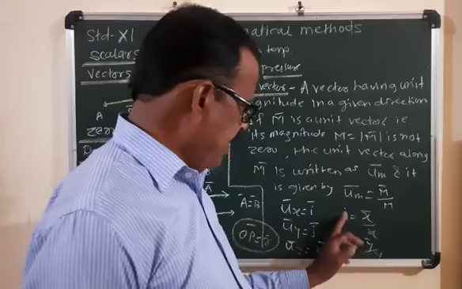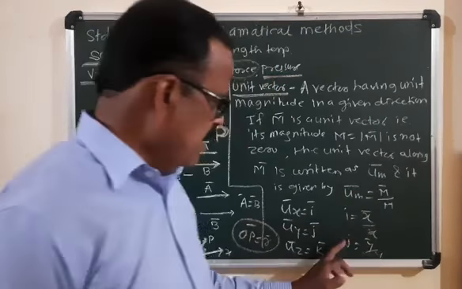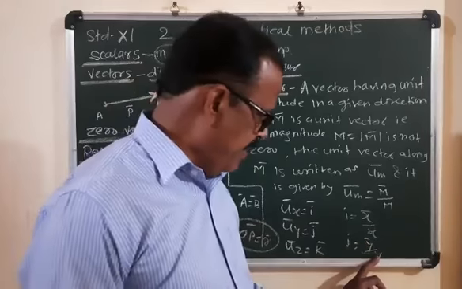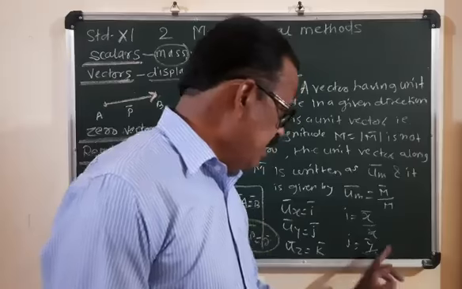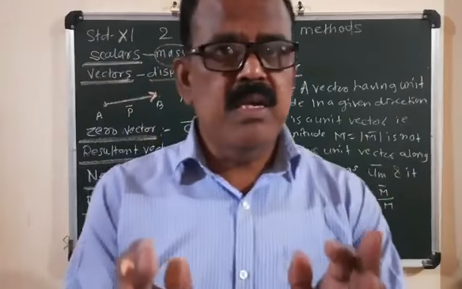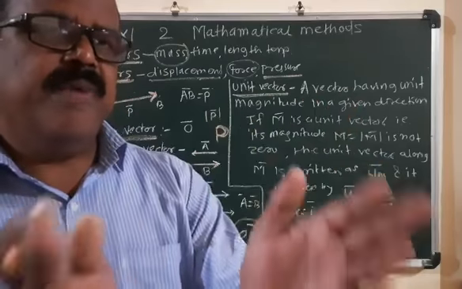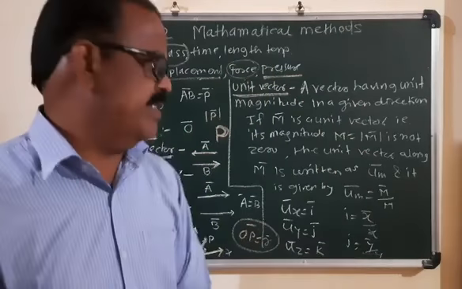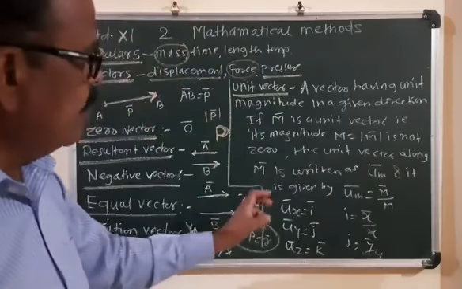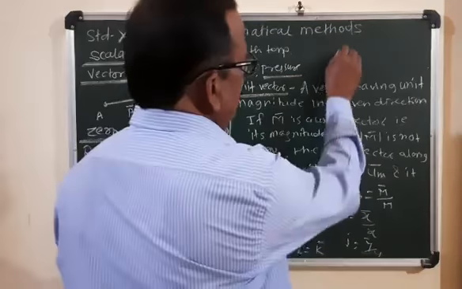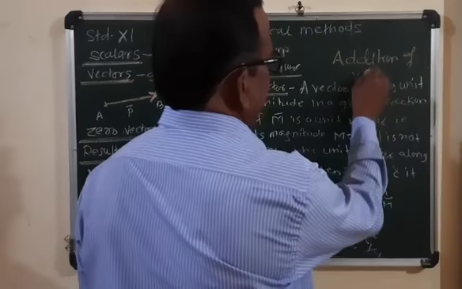Therefore, the vector i bar along the x-axis is equal to x bar divided by x, j bar is equal to y bar divided by y, and k bar is equal to z bar divided by z. These are the unit vectors along the x, y, z coordinates of the three-dimensional coordinate system. The next point in this chapter is addition of vectors.